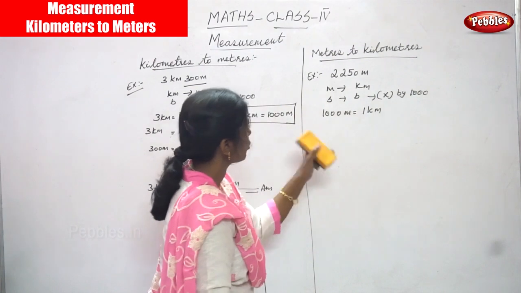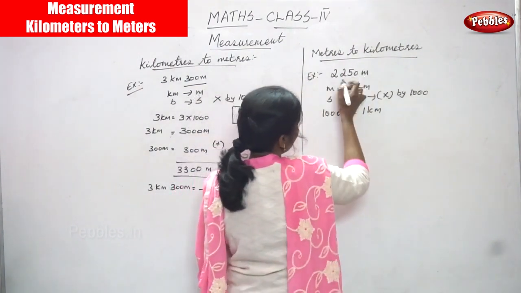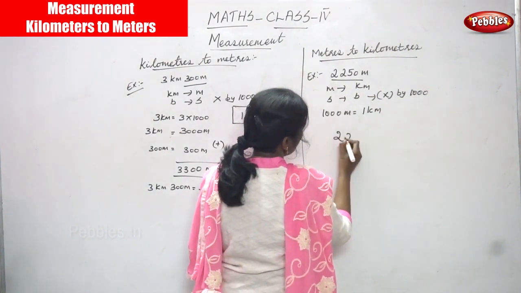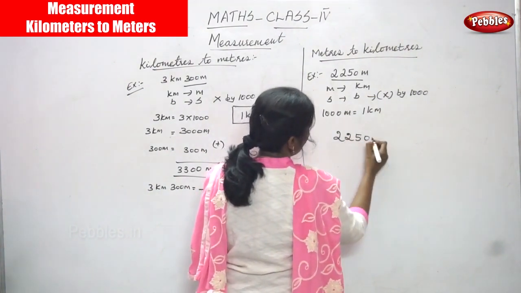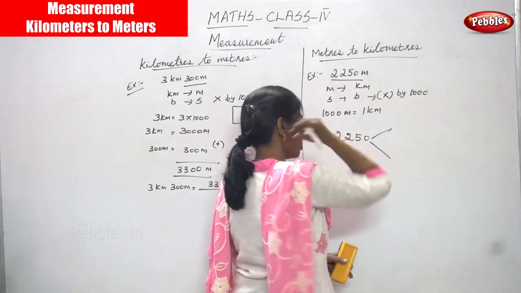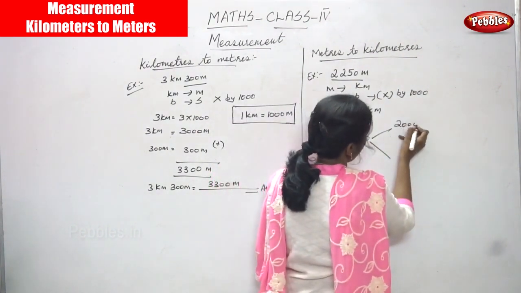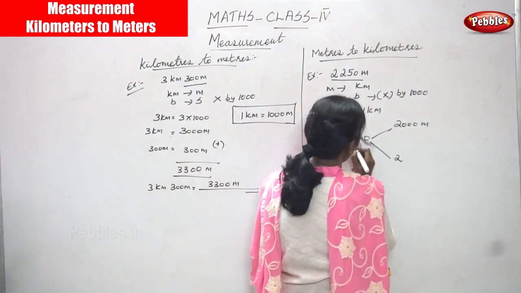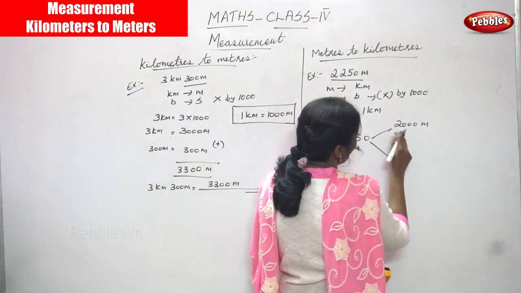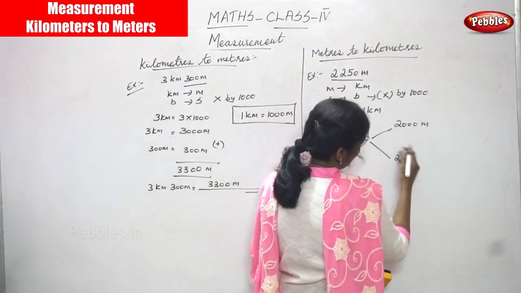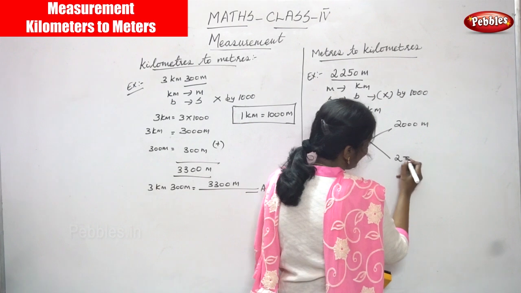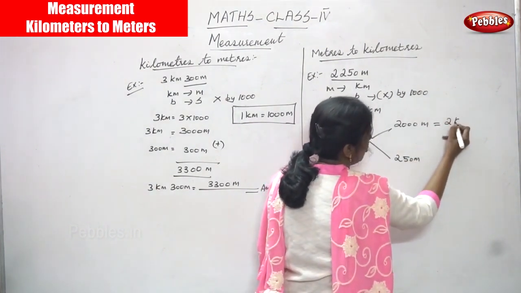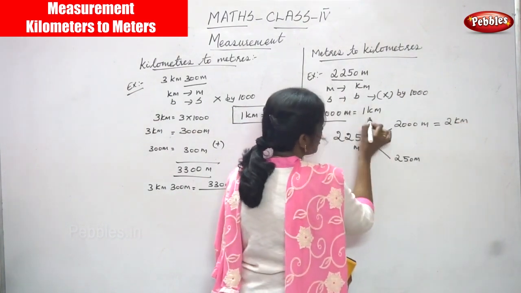So now we are going to convert meters to kilometer. The question is 2250 meter. You have to write 2250. First, 2250 meter is separated into 2000 meter and 250 meter. Now this 2000 meter is equal to 2 kilometer, because 1000 meter is equal to 1 kilometer.